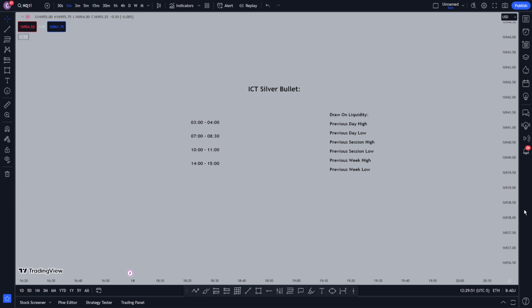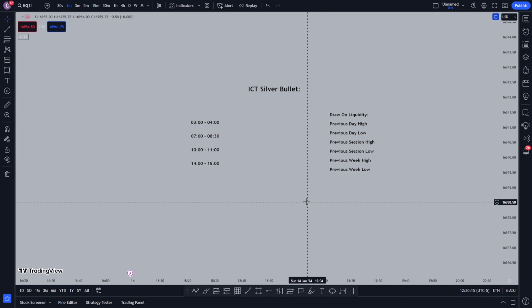So in today's video, we're going to be going over the ICT silver bullet and how to trade it. Over here we have the silver bullet times. So this is 3 o'clock to 4 o'clock EST, 7 o'clock to 8:30 EST, 10 o'clock to 11 o'clock, and 2 p.m. to 3 p.m. EST.